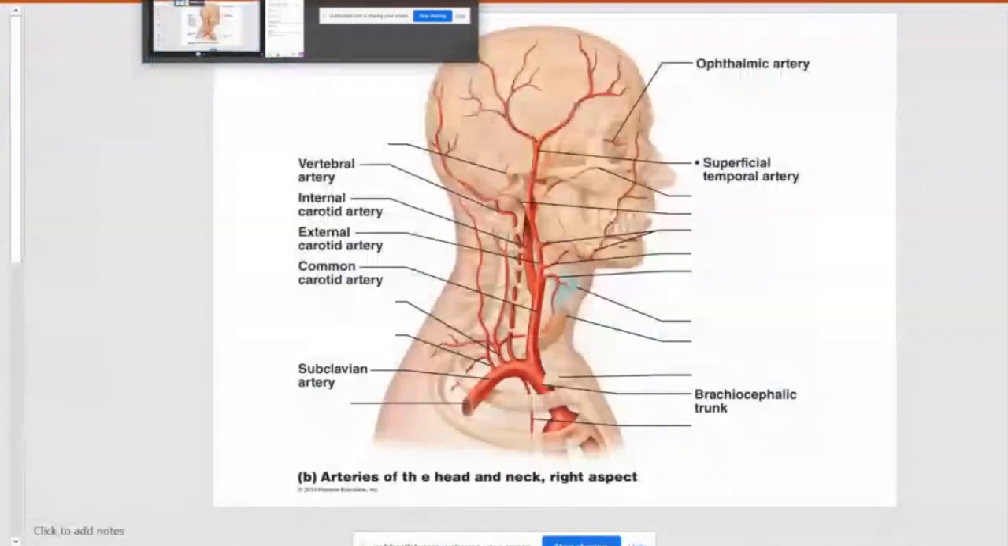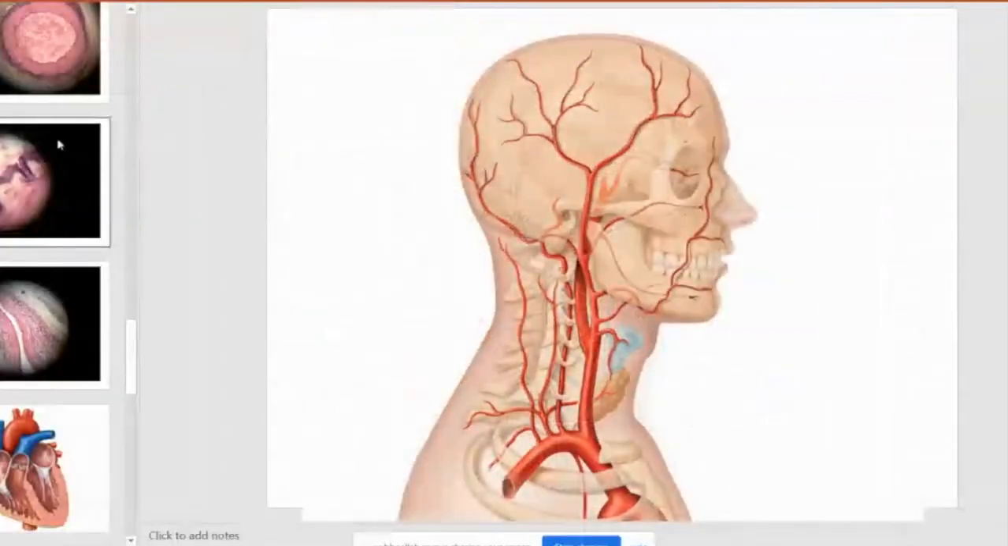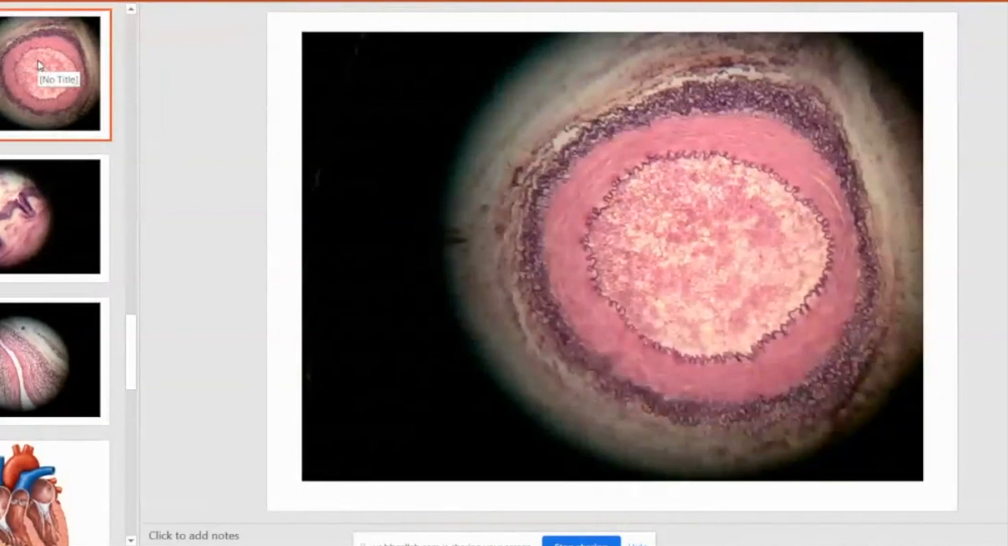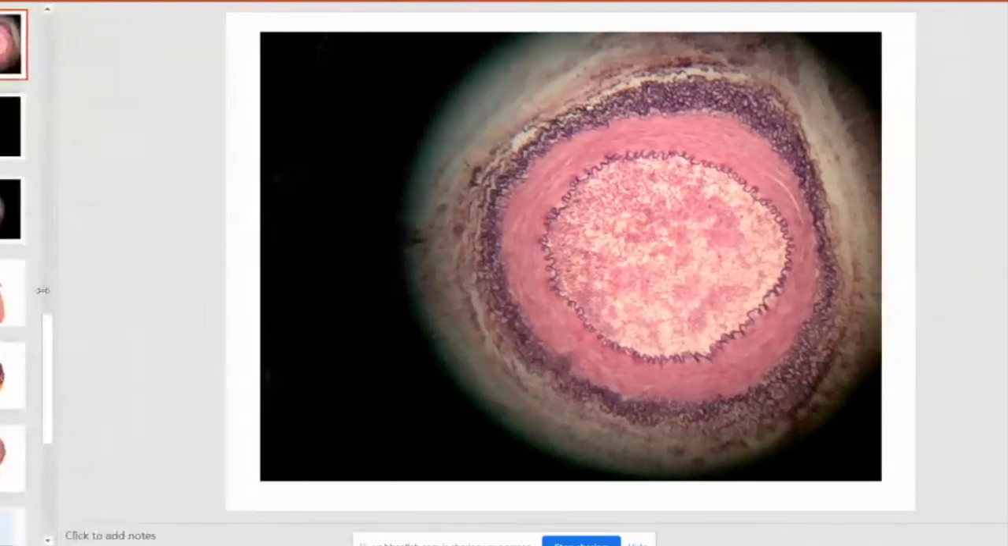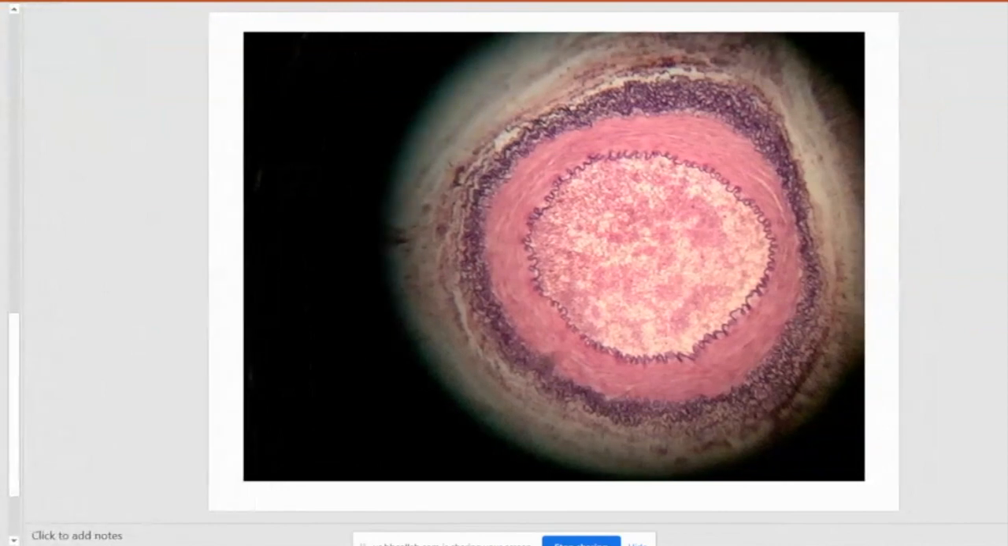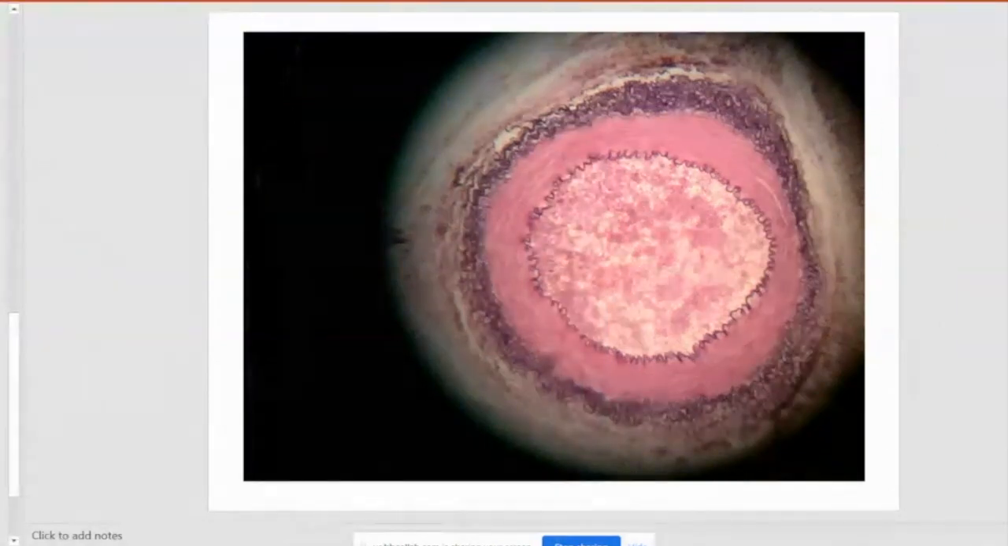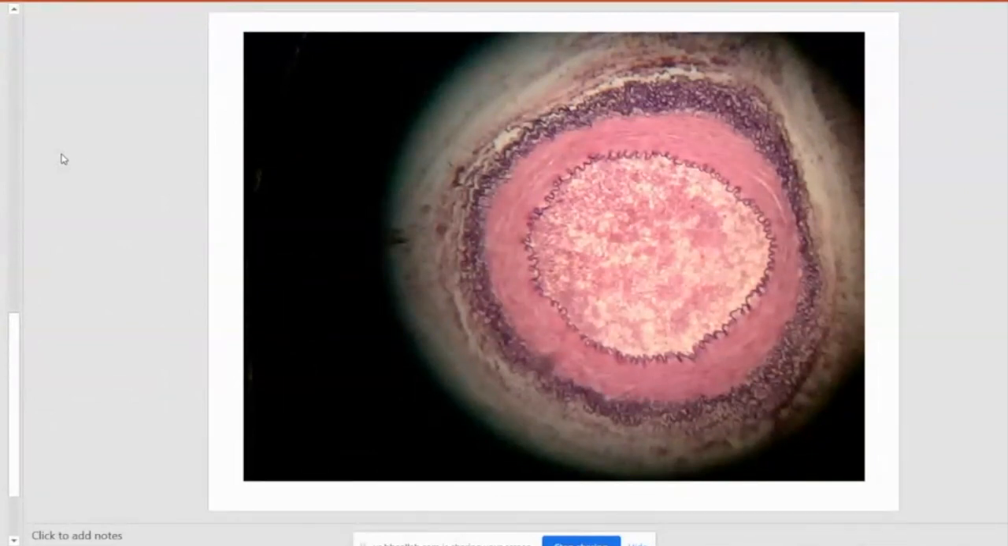So let's go back to this blank and let me get you started with the actual picture that doesn't have anything on it yet. This one right here. And what we're going to do first today is we're going to learn the differences between arteries and veins. That's where we're going to start. And we'll also see a picture of a capillary. And so I'm going to mark this up with you.